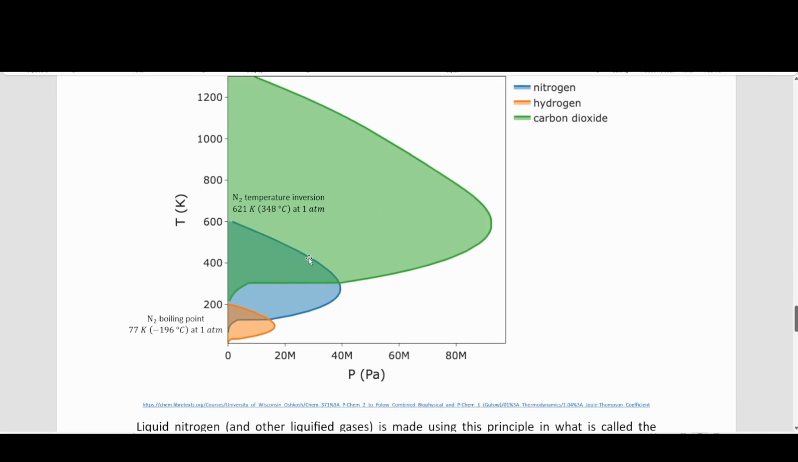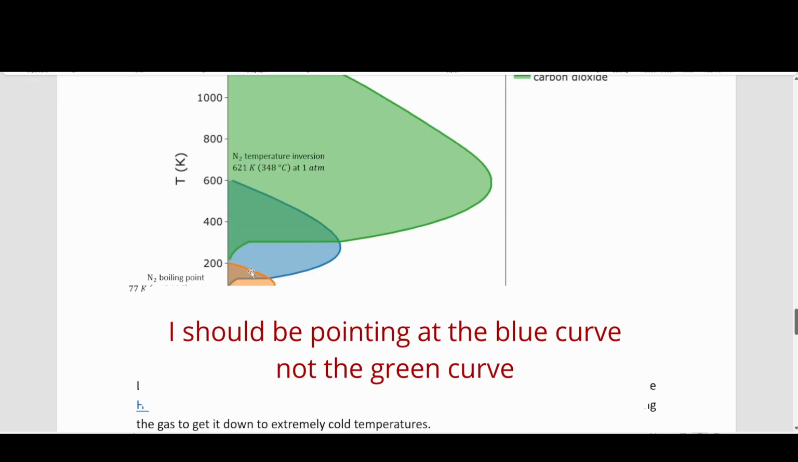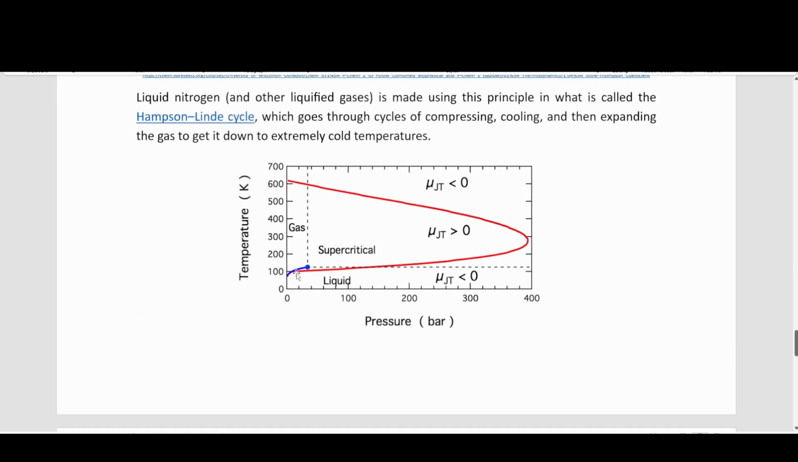What we see in blue is the one for nitrogen, so we see that up here it's about 621. Down here, it's less than 200. We can actually see this better on this one right here. We can see up here it's at the 621, then it goes down here, so it's actually a liquid above this inversion point right here.